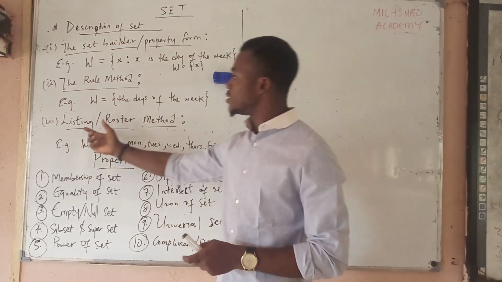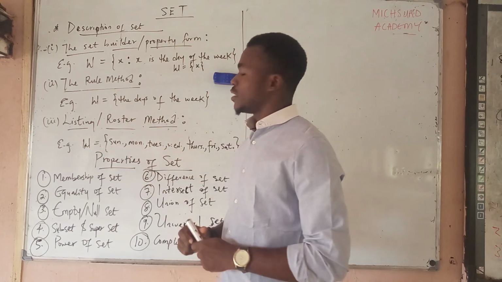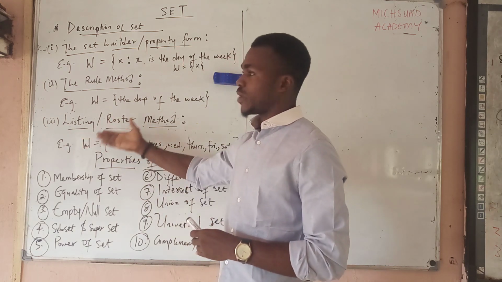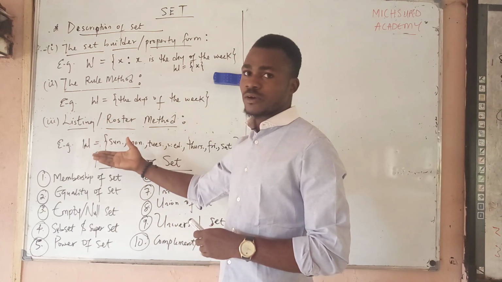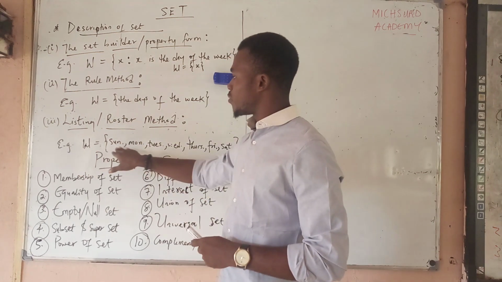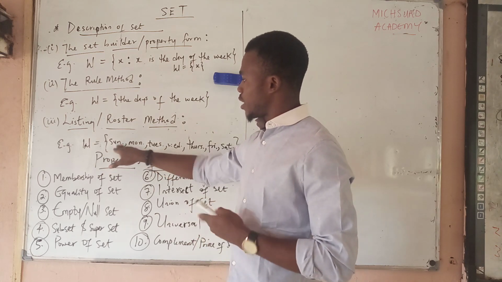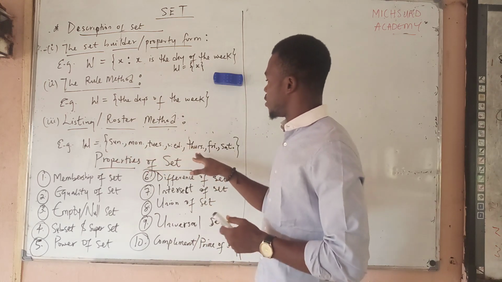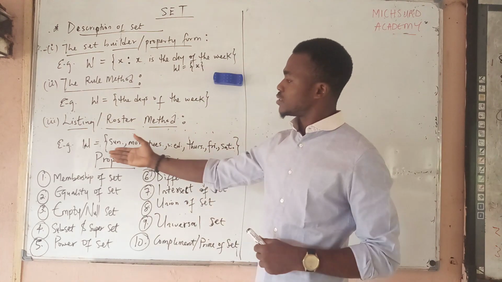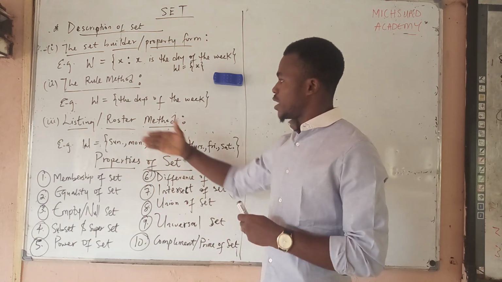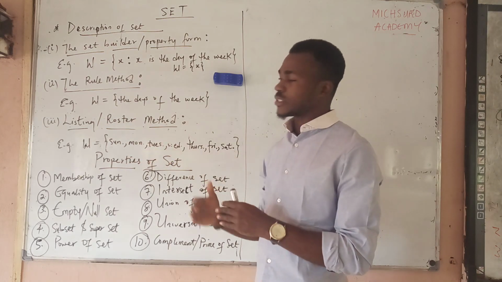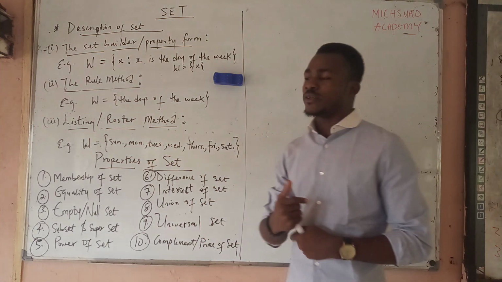The other one is the listing or the roster method. For the listing or the roster method, from the word listing, we list the elements in the set. If we look at this, W is equal to Sunday, Monday, Tuesday, Wednesday, Thursday, Friday, and Saturday. So these are the days of the week. But this time, in representing this set, we are listing them. So we call it the roster method or the listing method.